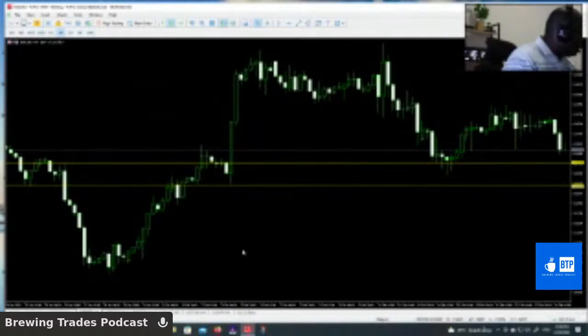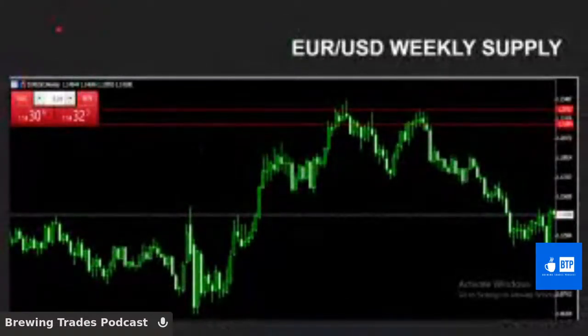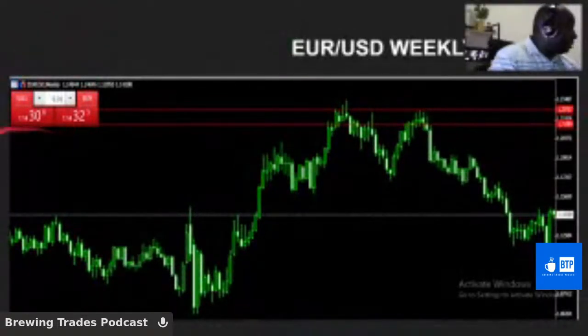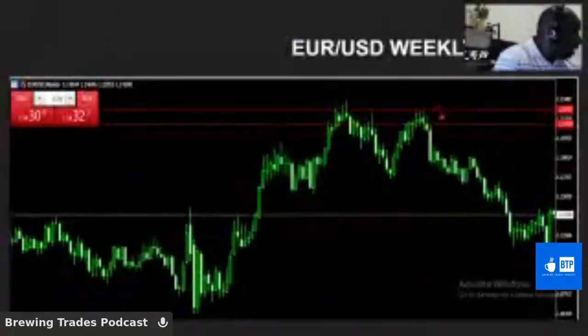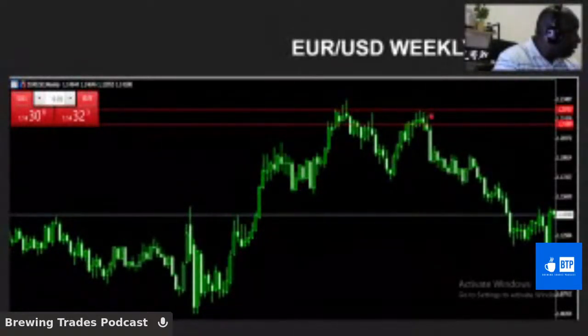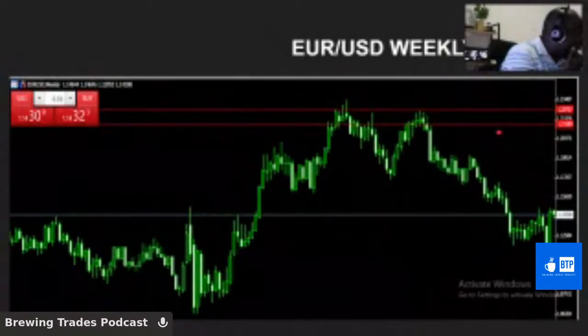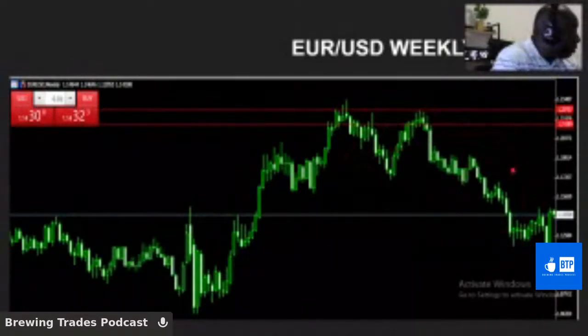I'll share my screen with you. So this is the Euro Weekly, and as you can see, weekly supply has a strong move out of that particular reaction point, and price is nowhere near that right now. And we have a downtrend with a slight retracement. Now this was at the beginning of the week, so February 10th-ish is when I made this chart.